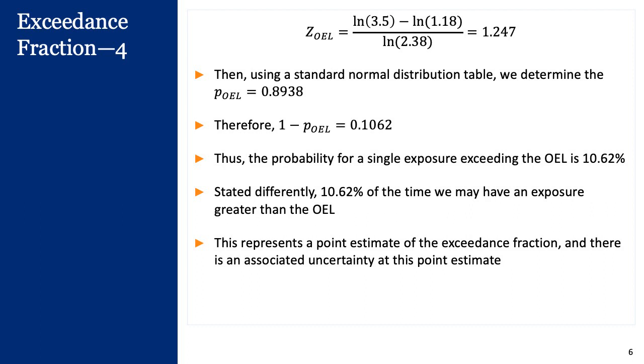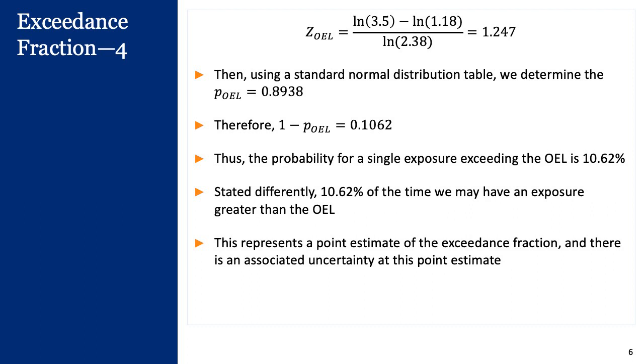And we can then open our standard normal distribution table, and we can find out what probability this corresponds to. So this is the P sub OEL, and it comes out to be 0.8938, meaning that roughly 89% of the area under the curve is less than 1.247. And so therefore, 1 minus this, so roughly 11%, 10.62% of the area under the curve is greater than 1.247.